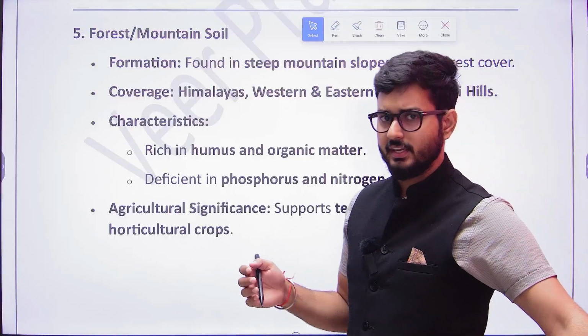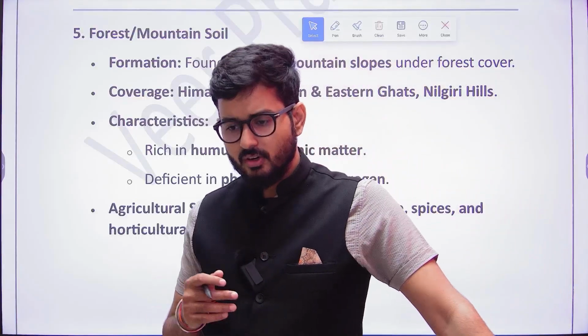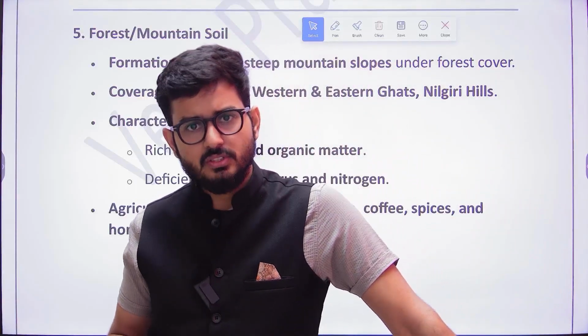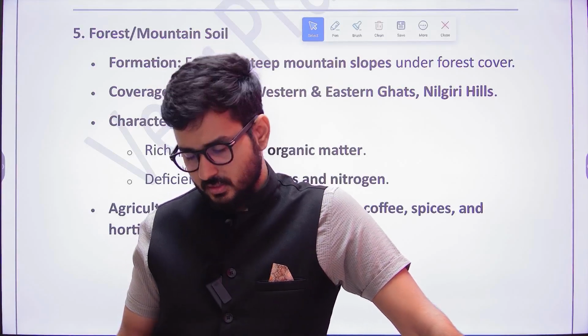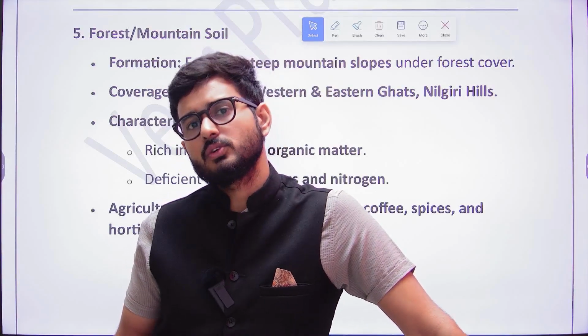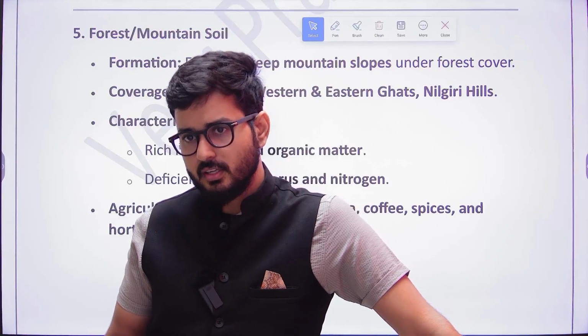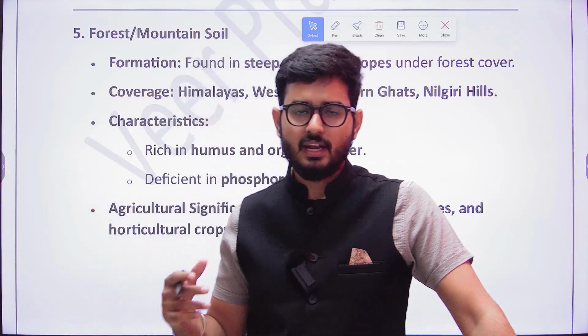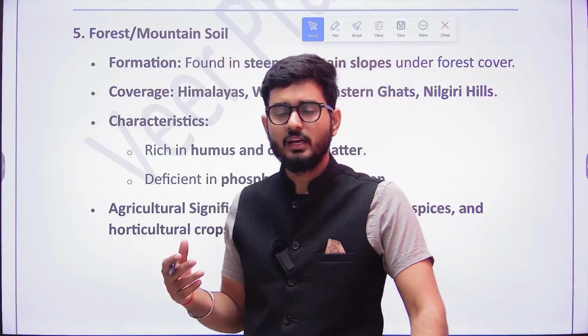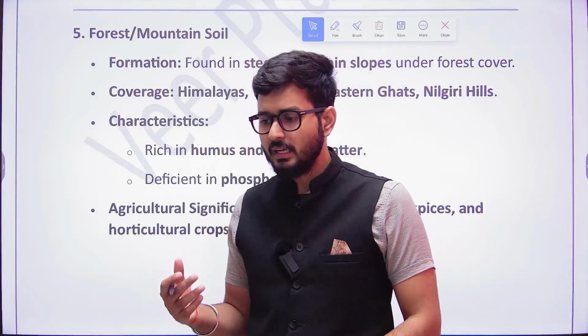Take the northeastern area. The northeastern states also have a lot of such mountains, and on these mountains they do a lot of plantation crops, such as tea and coffee. But they also cultivate spices and other horticulture crops here. Okay, on these particular mountains that have a good amount of soil, certain crops can be cultivated.